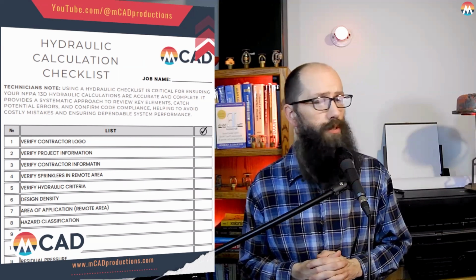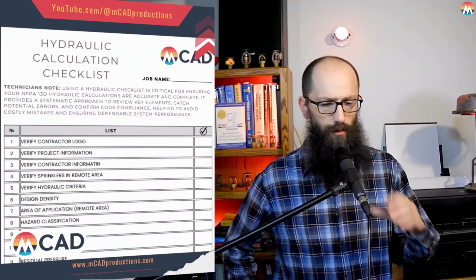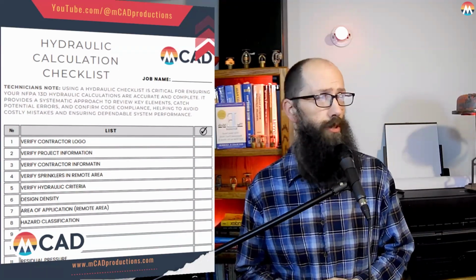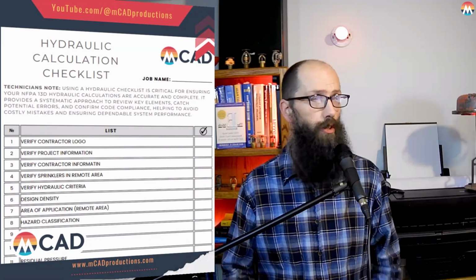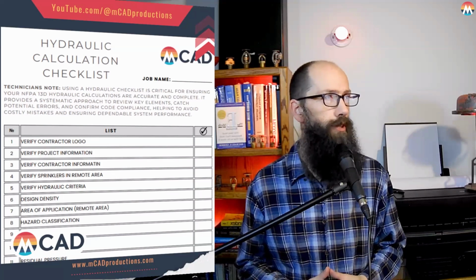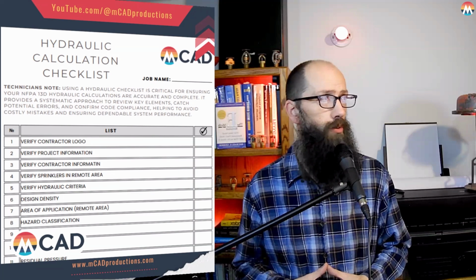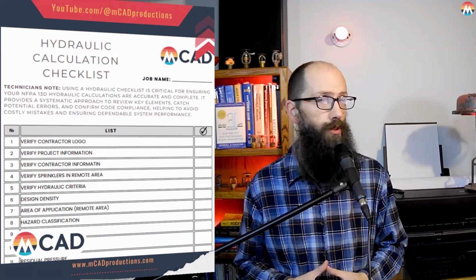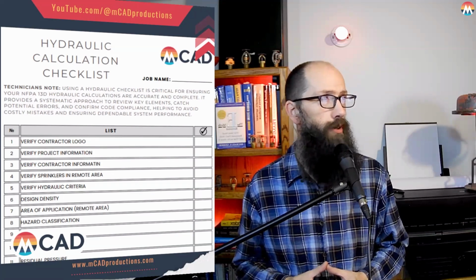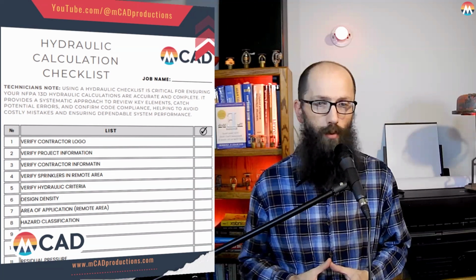But we want to read this note on the top of the page here, the technician's note. It says using a hydraulic checklist is critical for ensuring your NFPA 13D hydraulic calculations are accurate and complete. It provides a systematic approach to review key elements, catch potential errors, and confirm code compliance, helping to avoid costly mistakes and ensuring dependable system performance.